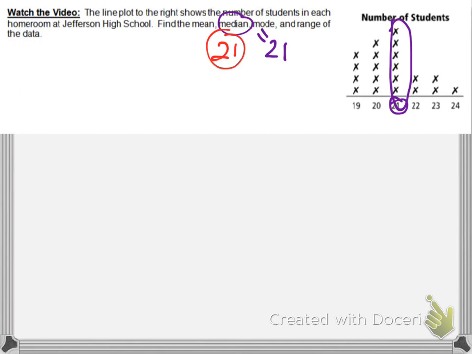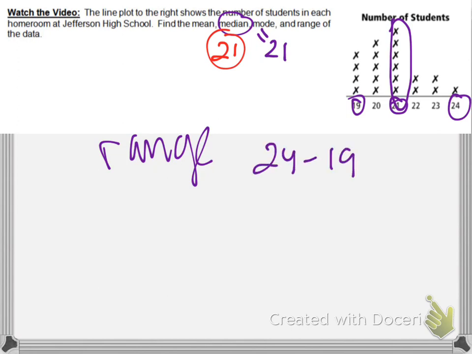And then the range is, in this case, defined to be the highest value minus the lowest value. Well, there was one value of 24, and then our lowest value was 19 kids in a room. So 24 minus 19 gives us 5 for the range, 5 students.